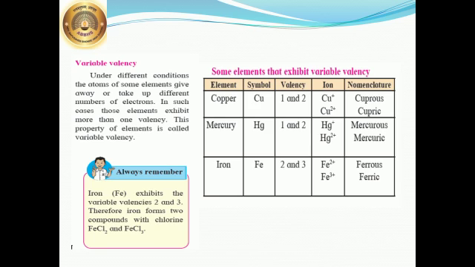Now sometimes what happens is, under different conditions, the atoms of some elements give away or take up different numbers of electrons. In such cases they have more than one valency. So this is called variable valency. Iron Fe exhibits the variable valency 2 and 3. Therefore iron forms two compounds with chlorine, that is FeCl2 and FeCl3. Okay, ferrous and ferric. Copper also has variable valency, cuprous and cupric. Mercury also has two valencies, mercurous and mercuric. Iron also has two valencies, ferrous and ferric.